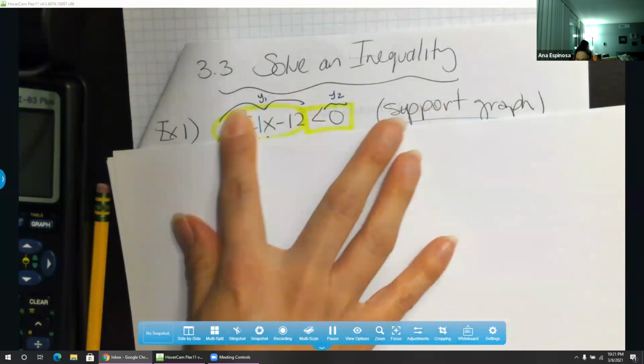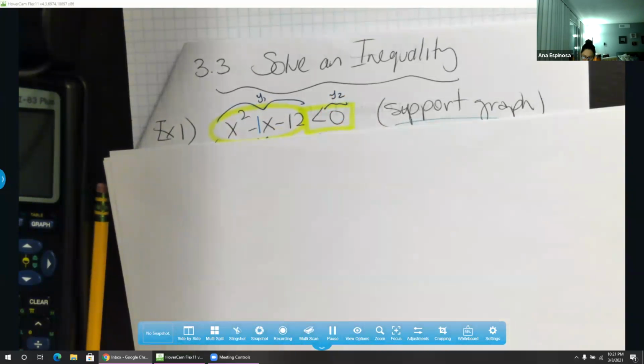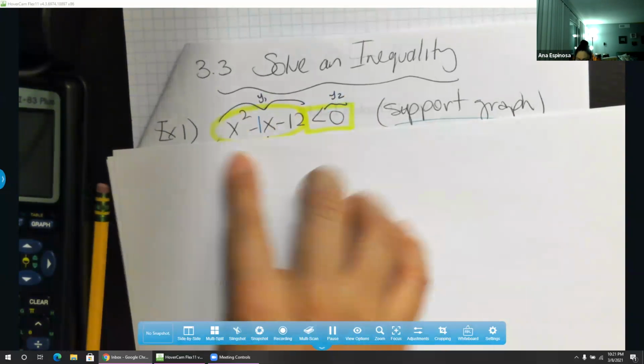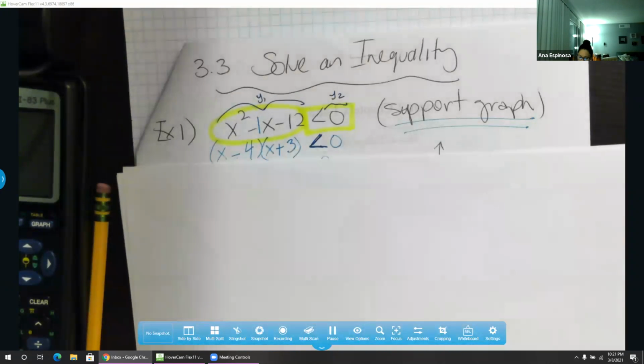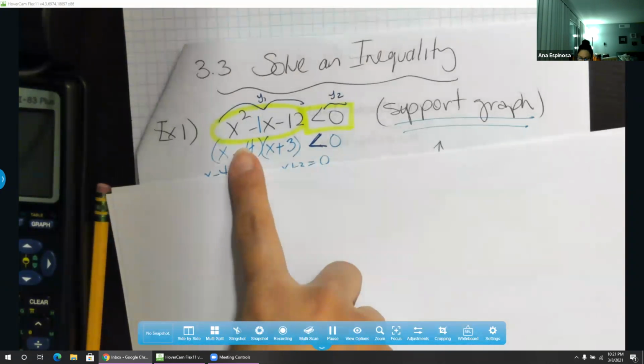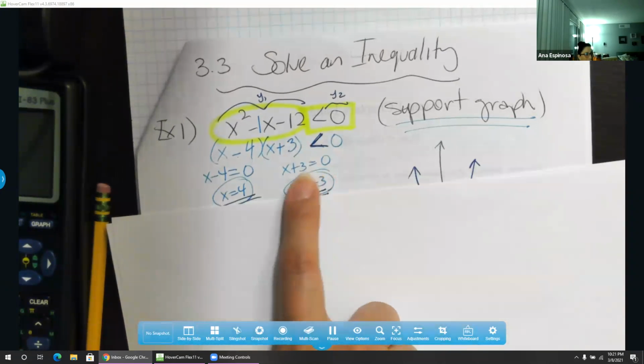This left side is an equation, y1, and the right side is a second equation, which is basically, in this case, the x-axis. Your job is to figure out where this graph is below the x-axis, okay? So the first thing you're going to do is factor this out and find the solutions as if this were an equal sign. So I get a solution of 4 and -3.